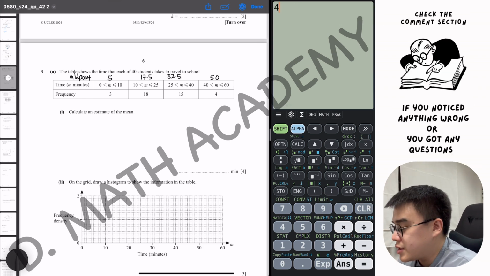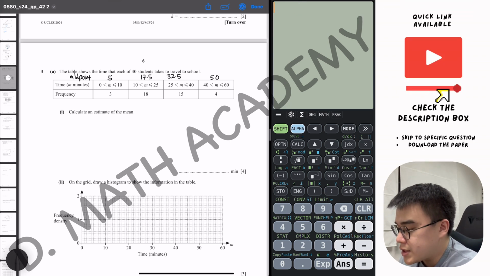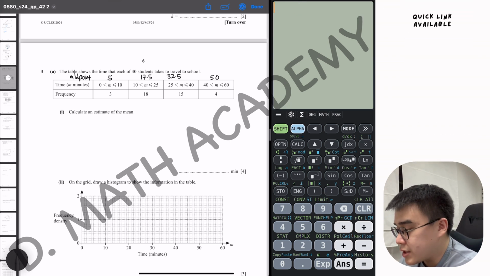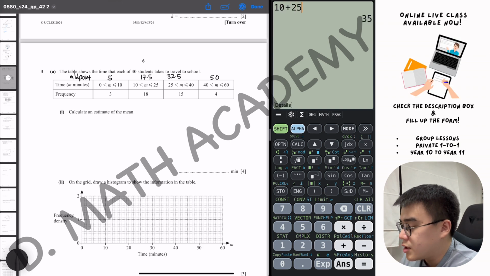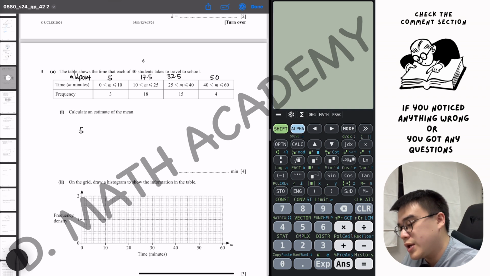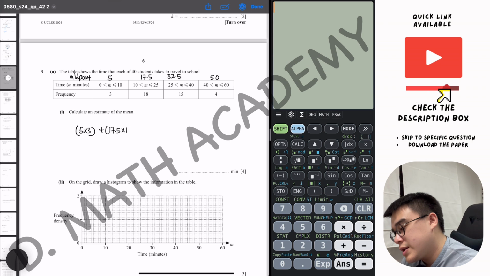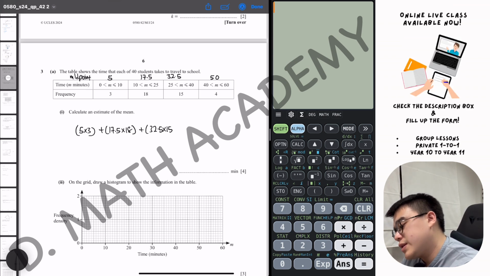40 plus 60 divided by 2. Yes, correct. Anything that I miss? 10 plus 25, double check. Yeah, should be correct. So finding the mean now is our next step. So 5 times 3 plus 17.5 times 18 plus 32.5 times 15 plus 50 times 4.